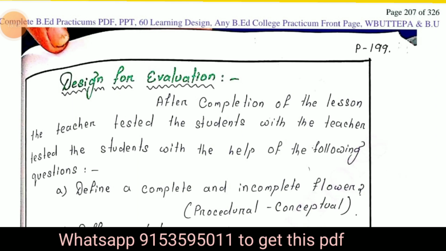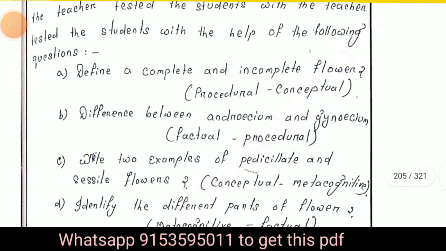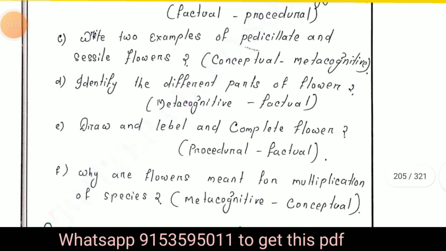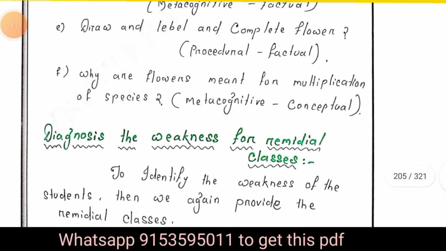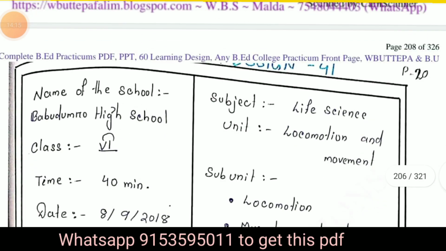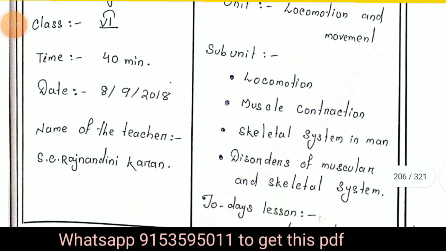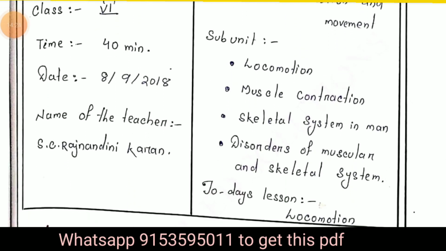Design for evaluation. After completing the lesson, the teacher instructs the student with the help of the following questions. Some questions are as follows. Diagnose the weakness for remedial classes, to identify the weakness of the student. Now discuss our learning design number 41. Today's lesson, locomotion.